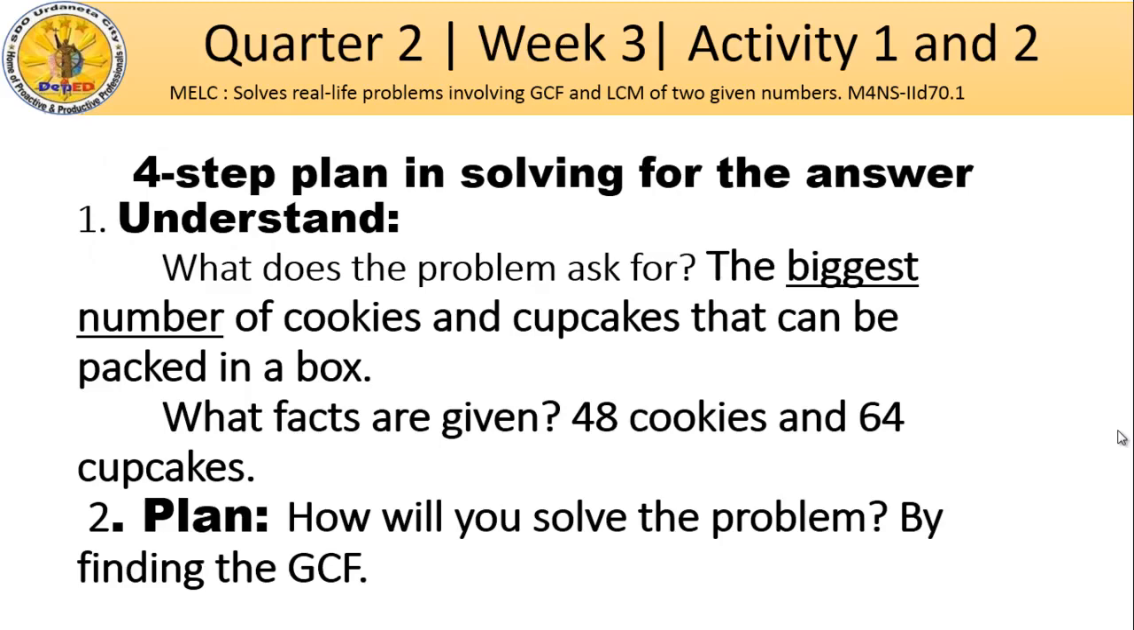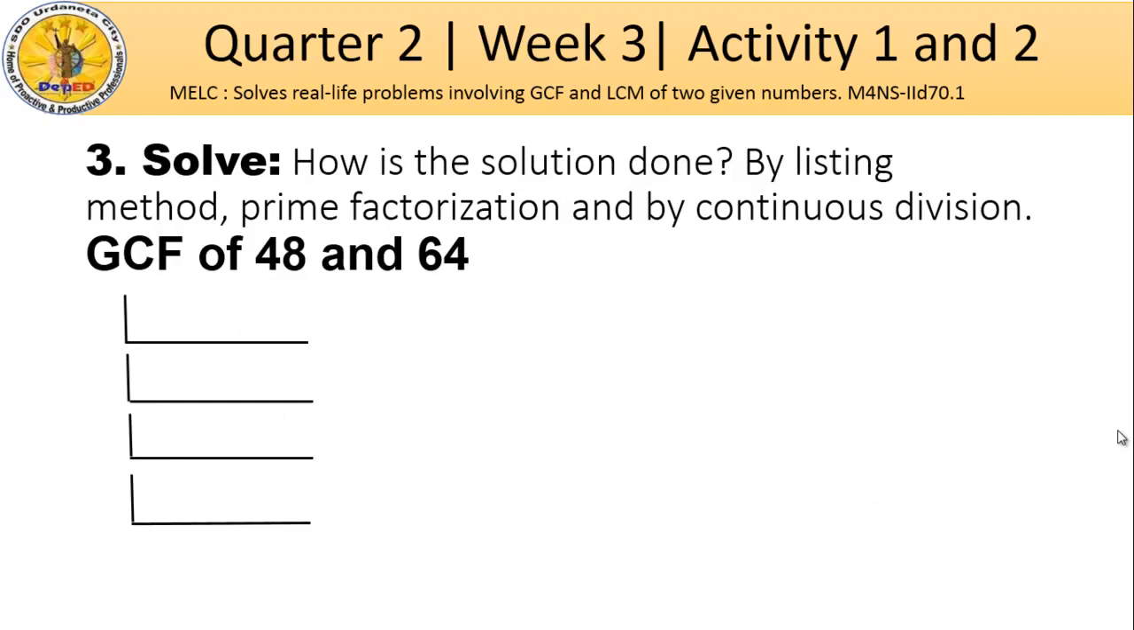The third step is solve. How is the solution done? By listing method, prime factorization, and by continuous division. We will use continuous division to find the GCF of 48 and 64. What prime number can divide 48 and 64? 2. 48 divided by 2 equals 24. 64 divided by 2 equals 32.